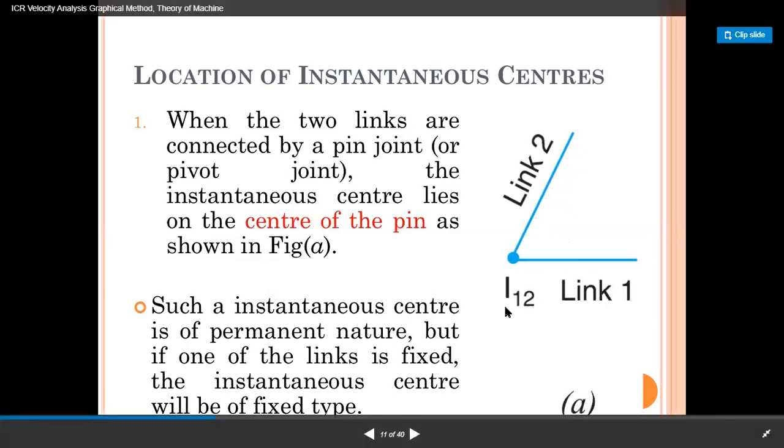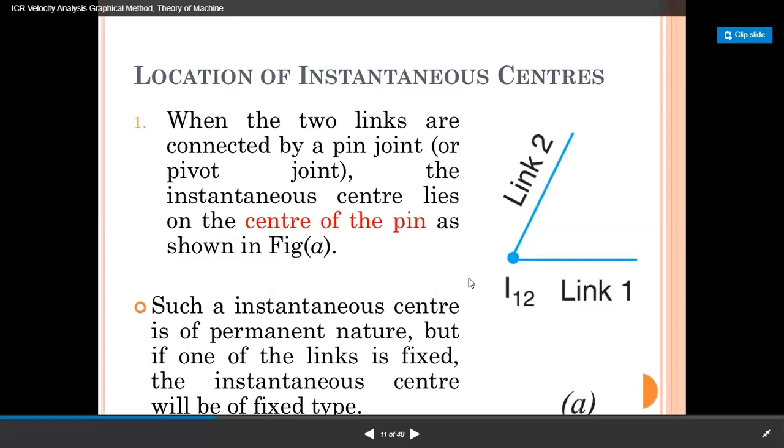You can also write the instantaneous center as I21. I12 means the instantaneous center of 1 with respect to 2. And if you write I21, then it is the instantaneous center of 2 with respect to 1.